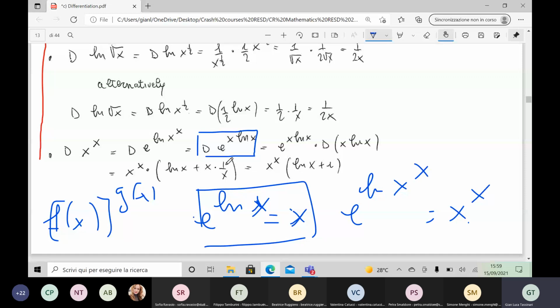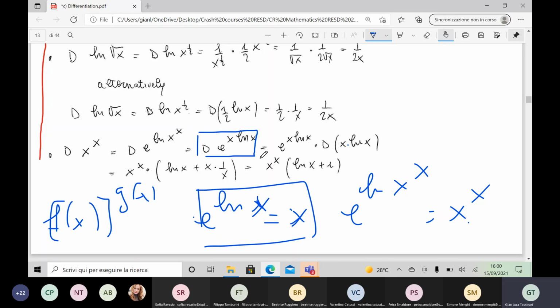Now, times the derivative of what? Of this product. It's a product. Derivative of the first, which is the derivative of x? 1. So 1 times the second function as it is, ln of x, plus what? The first function, which is x, times the derivative of ln of x, which is 1 over x. Simplify, and you get this rule.